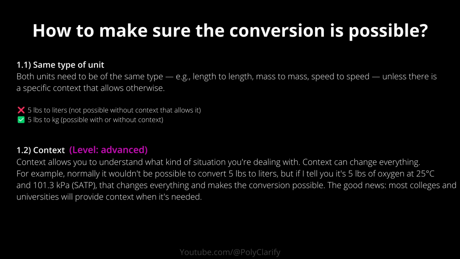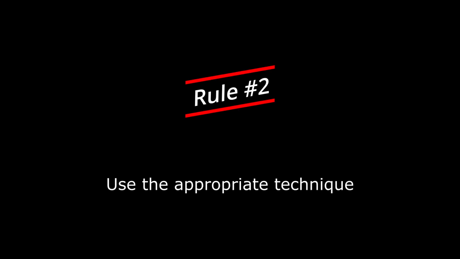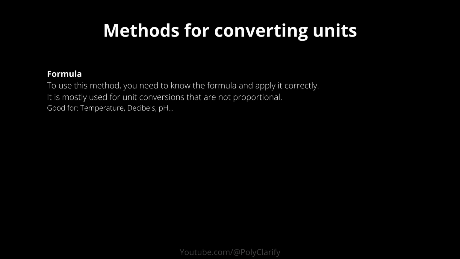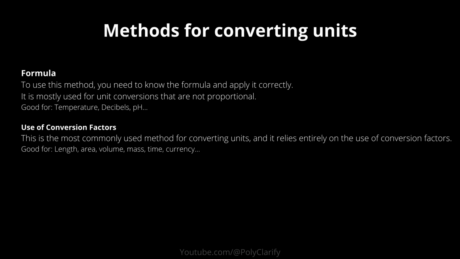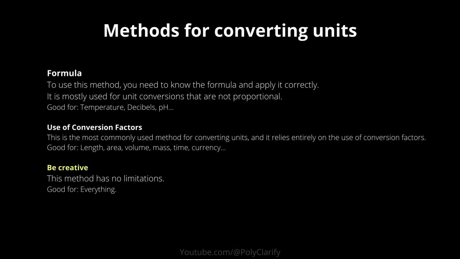Now that we have seen the first rule, let's look at the second and final rule, which is finding the right technique to make the conversion. This is the most crucial part of doing a unit conversion. First method, the formula. To use this method, you need to know the formula and apply it correctly. It is mostly used for unit conversions that are not proportional. Second method, the use of conversion factors. This is the most commonly used method for converting units, and it relies entirely on the use of conversion factors. And lastly, as a bonus, you can be creative. This one has no limitations.